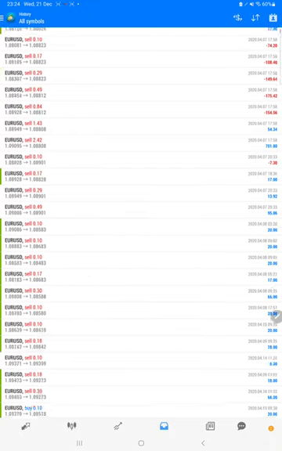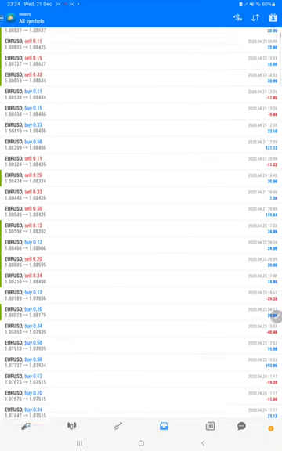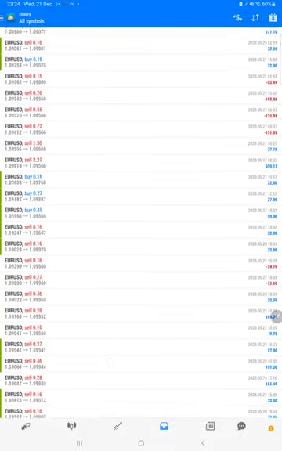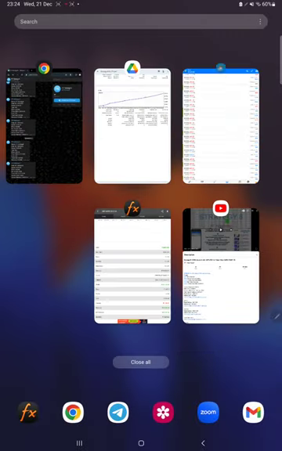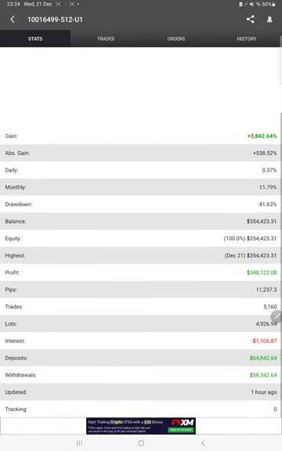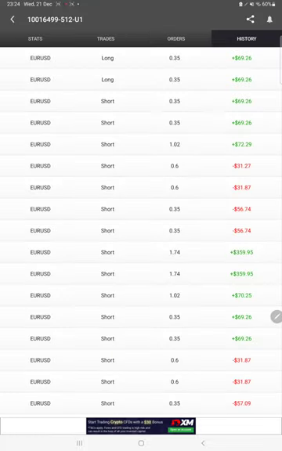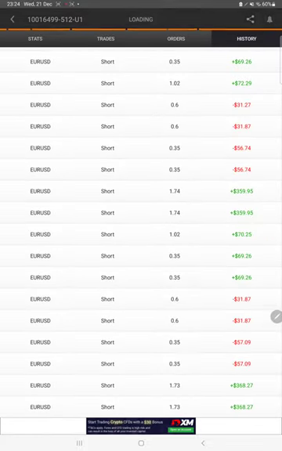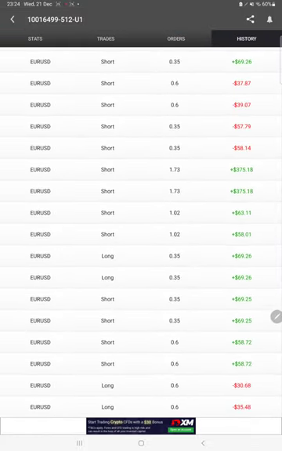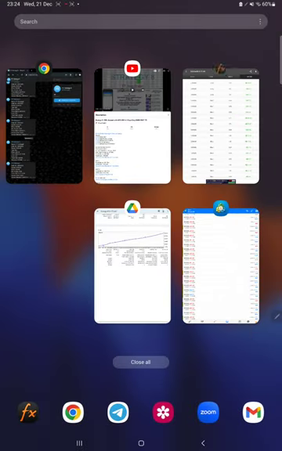We can verify each and every trade that we have taken here and we can see how much profit and loss we have made. Also my Fxbook is available, so we can check the details like total percentage of gain, absolute gain, daily return, monthly return, drawdown, current balance, equity, profit pips that we have achieved, and 1 hour ago it is updated. We can also see the live open trades here, verify the pending orders, and in history we can see how much lot size we have traded, how much profit and loss we have booked.